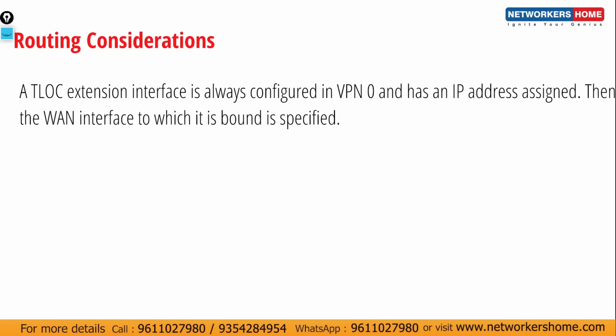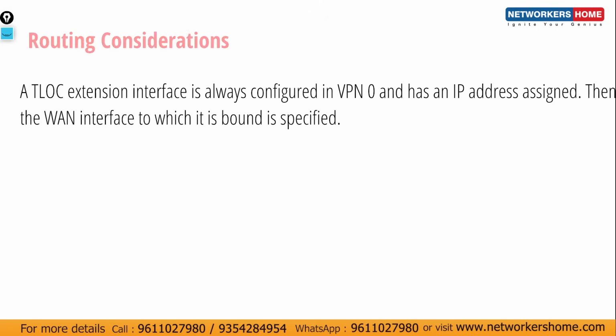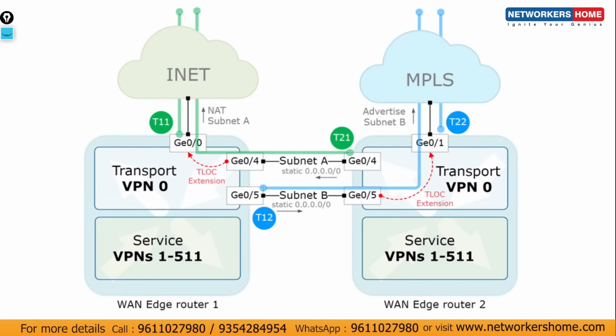What are the routing considerations that we have? A TLOC extension interface is always configured in VPN 0, because you are extending your transport to the other side, and it has an IP address assigned. Then the WAN interface to which it is bound is specified. So here we can see that there is an internet connection and there is an MPLS connection, so two TLOCs are basically happening. Let me pick up the marker here.